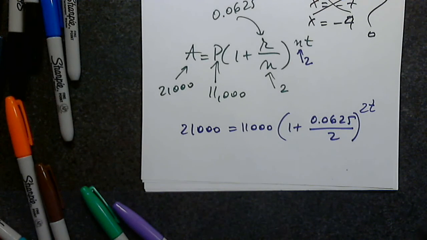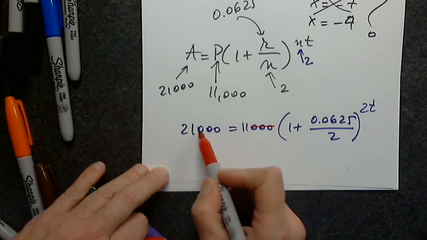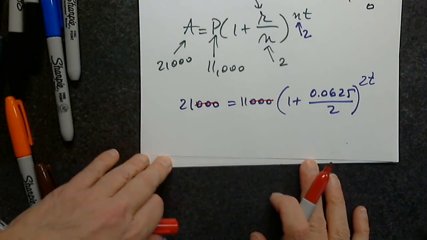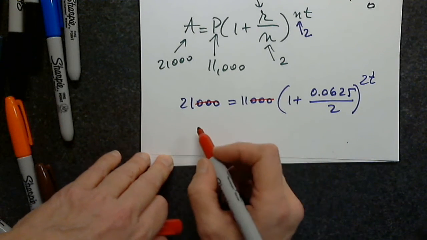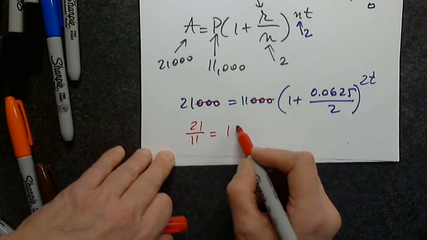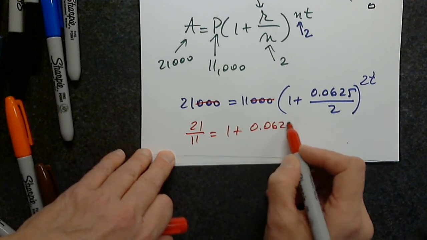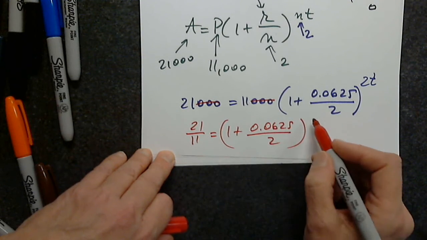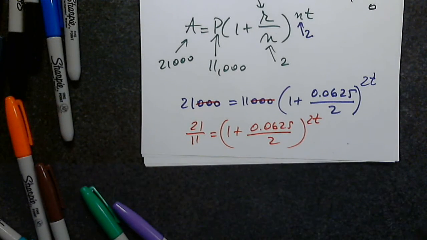So here's what I would do first. Divide both sides by 11,000. So 21 over 11 equals this thing. Don't touch that, please. Don't do anything to it. We're solving for t. So what do we need to do? That's the next step. Get rid of everything in the parentheses.